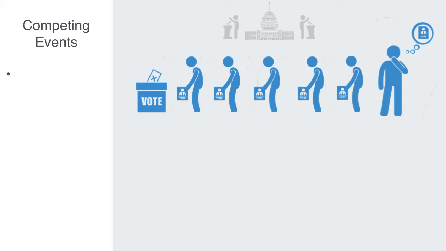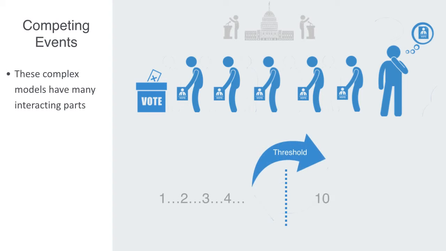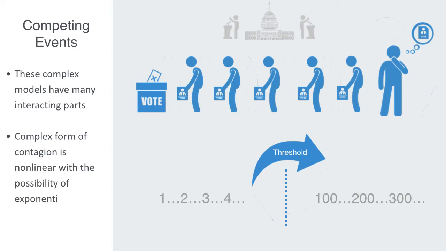These complex models have many interacting parts. Thus, there will be tipping points, as a node will not do anything until a threshold value is met. And there is feedback, as when the node changes its state, it will affect the choice of others around it. All of this means that this more complex form of contagion is non-linear, with the possibility of exponential cascades forming.